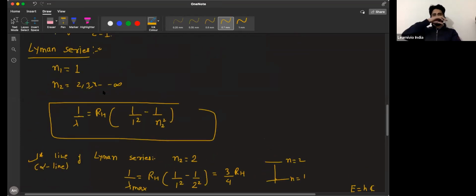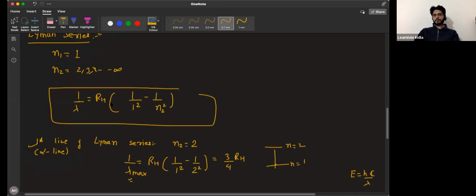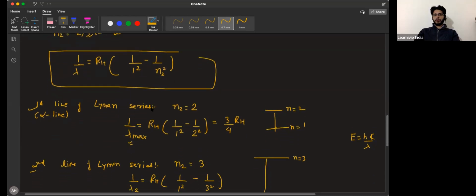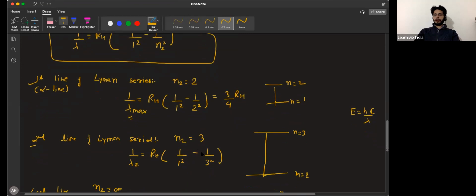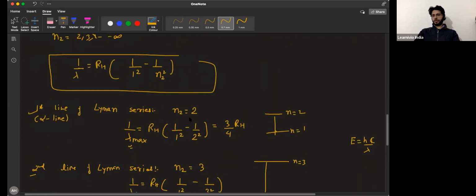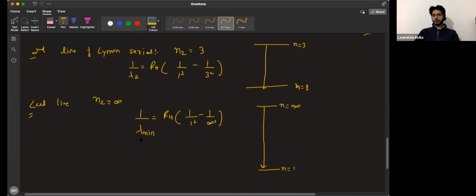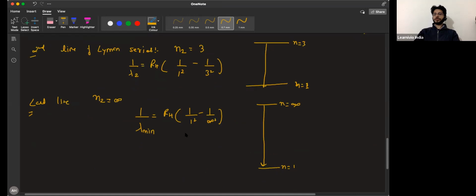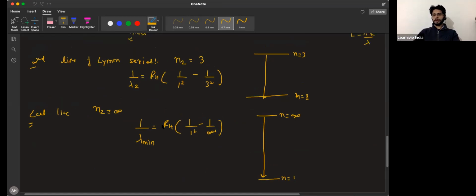So that is the Lyman series. It means that from any higher energy level, if your electron jumps to n equal to 1 level, then this is known as the Lyman series. So 1 by lambda is RH times (1 by 1 square minus 1 by n2 square). For the Lyman series, n2 is 2, then n2 is 3, then n2 is infinity. If n2 is 2, it's the smallest transition and your wavelength is maximum. From infinity to 1, this transition corresponds to the maximum energy difference and your wavelength is minimum.